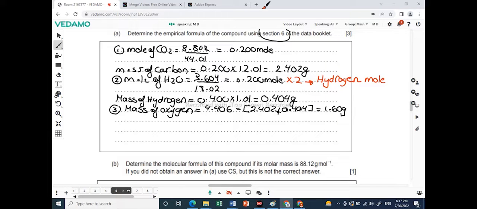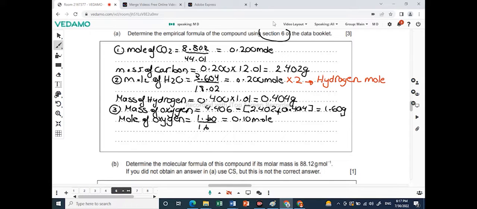Now I will continue with my mole number. I'm going to take my mass and I'm going to divide over the molar mass. And your final answer is 0.1 mole of oxygen.